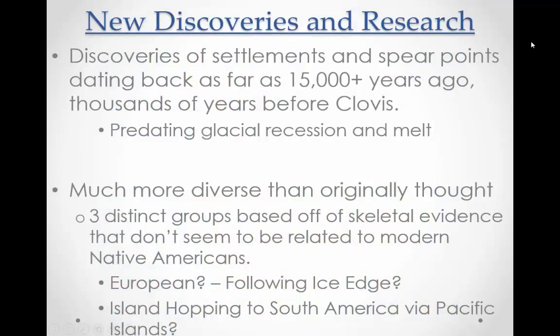So that new research and new discoveries we talked about, obviously we read the article in class that talked about some of these settlements dating pre-Clovis. And what's happening is now all of a sudden people are finding things that are disrupting this original Clovis theory. And when these things are dated, they're actually finding that some of these things are as much as 15,000 or even more years ago. And this is thousands of years before what was known as the Clovis model. So the fact that this predates the glacial recession and the melt that allowed people to really get down into North America, this was a really big deal.